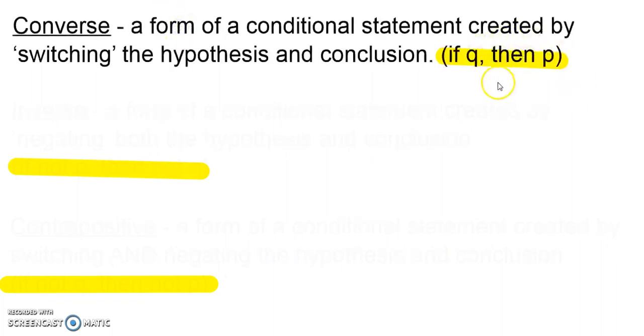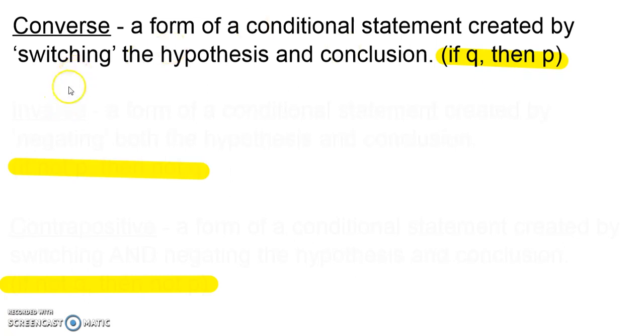Okay, so now we're going to be rearranging some statements. So this is where our formula comes in. We have our conditional statement, if then, and then we have something called the converse. Converse is a form of a conditional statement created by switching the hypothesis and conclusion. So if we're using our formula, normally it was if P then Q, now it is if Q then P.